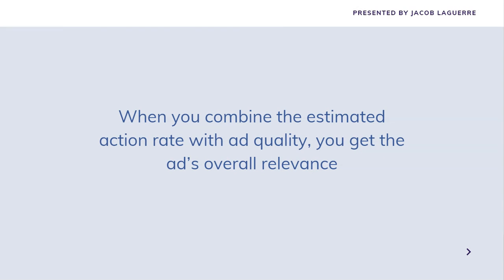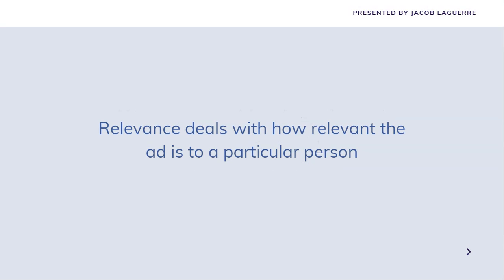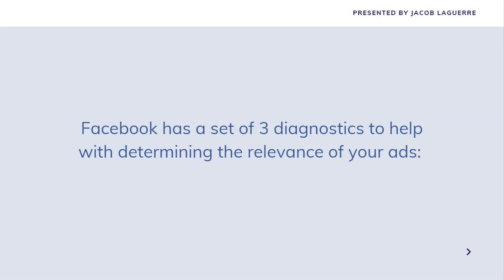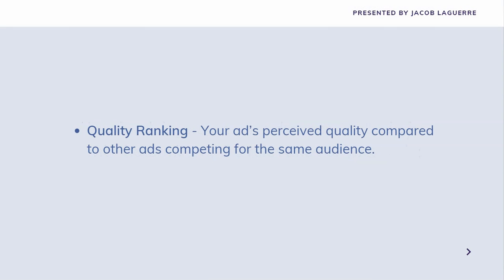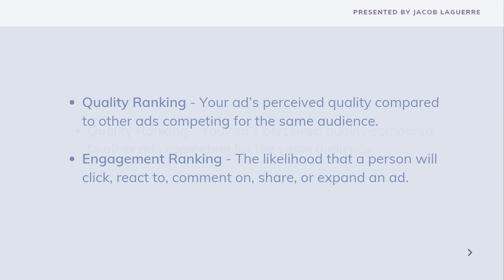When you take the estimated action rate along with the ad quality, we're able to get the overall relevance of that particular ad. Relevance pretty much just deals with how relevant that ad is to a particular person. Facebook has a set of three diagnostics that helps with determining the relevance of your ad. So if you notice that your ad isn't performing as well as you would like, it may have to do with relevance. These diagnostics help with determining if relevance is a factor in whether your ads are performing or not. The first is the quality ranking, which is the ad's perceived quality compared to other ads competing for the same target audience.